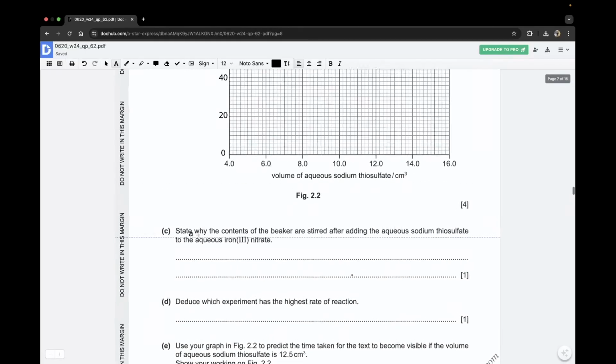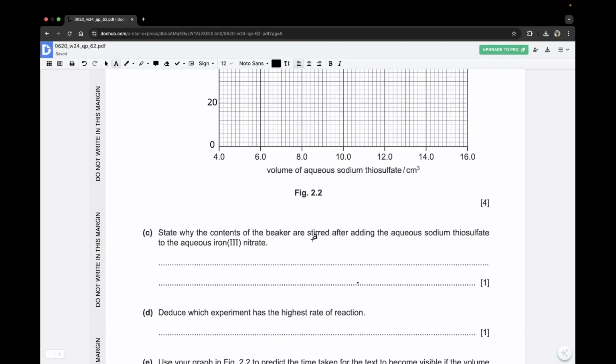And C, state why the contents of the beaker are stirred after adding the aqueous sodium thiosulfate to the aqueous iron nitrate.